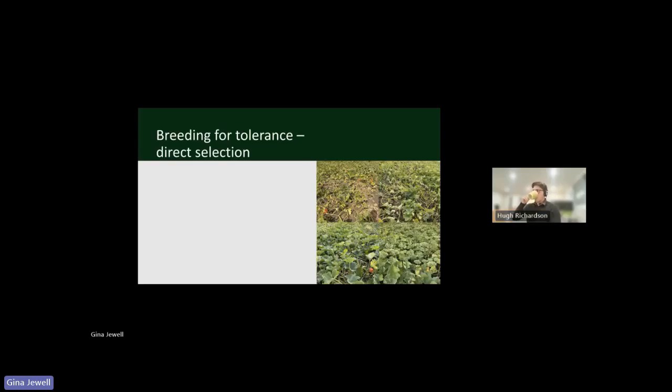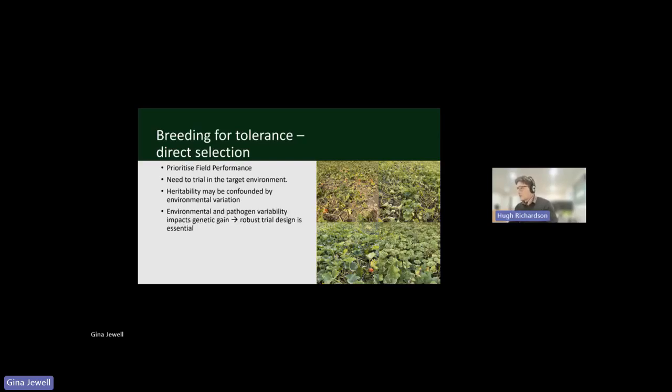Next slide, please. So when it comes to direct selection, this is screening genotypes in the field. Now, this is really an approach where you're not exactly quantifying the organism, but you're just putting it in the field and seeing what happens. Next point, please. So you need to target the trial environment, but a problem is that it's difficult sometimes to, we talked about it before, account for the genetic component of the variation you see.